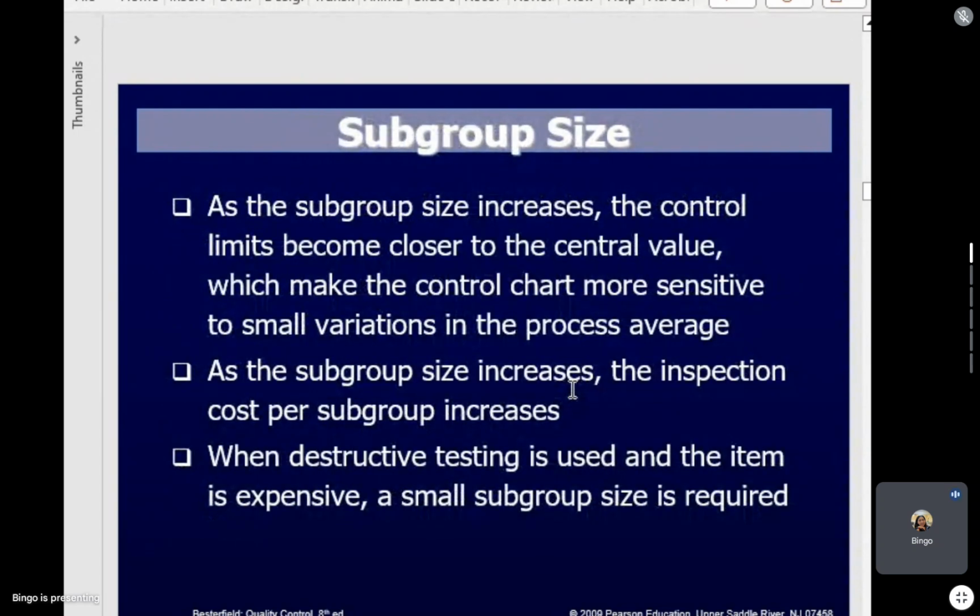So, as the subgroup size increases, the control limits become closer to the central value, which makes the control chart more sensitive to small variations in the process average. Actually, class, say for example, yung example ko na every start ng shift ay titingnan natin yung reading ng machine. Makikita nyo naman kapag yung outlier or out of control, meron tayong assignable causes kasi makita nyo yung reading niya masyado ng malayo.